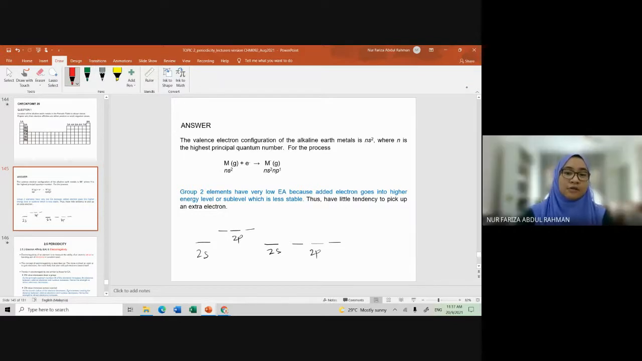Tengok Aufbau. Okay, tapi untuk simplification, kita tahulah maksudnya 2S come first, that means 2S has lower energy than 2P. But in terms of this, dia tak represent lah. Dia tak represent the energy. Yang represent the energy, 2S come first, that means 2S has lower energy than the 2P.